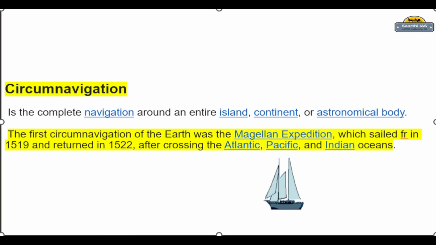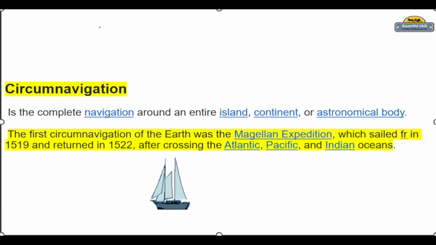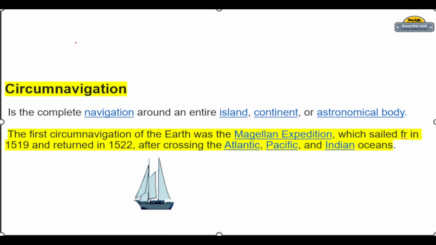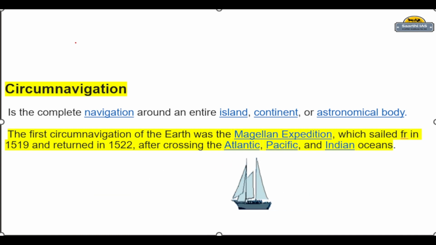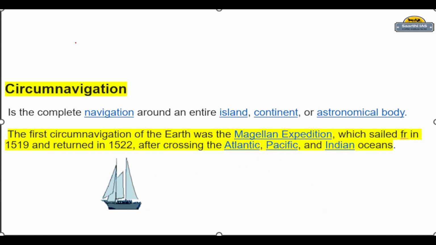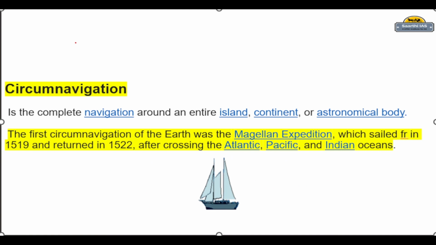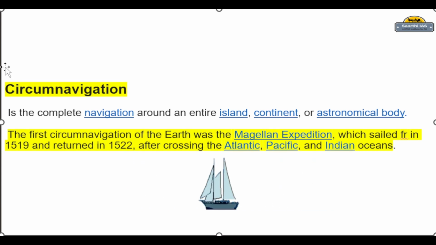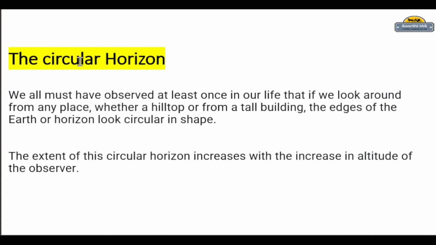No traveler going around the world by land or sea has ever encountered any kind of abrupt edge over which they could fall. Modern air routes and ocean navigation are based on the assumption that the Earth is round in shape. So the next evidence for all this is the circular horizon.